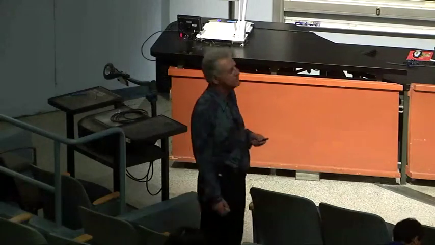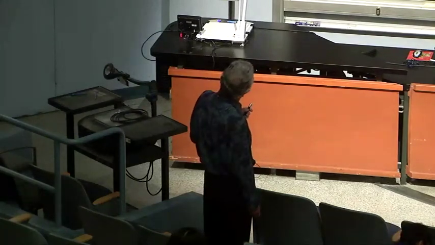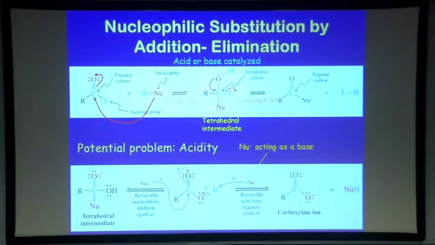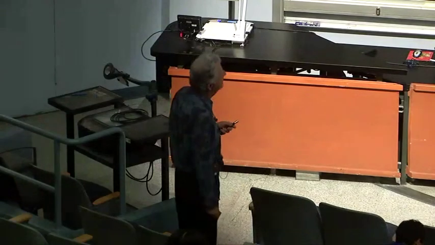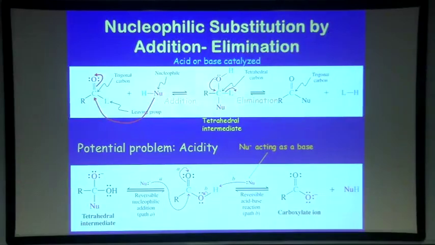This intermediate, because you're starting with sp2, you go sp3, and you go back to sp2, is often colloquially called the tetrahedral intermediate. So if you wanted to do this with L equals hydroxide, as here, one problem is, of course, the nucleophile can act as a base, or the complementary view is the carboxylic acid is acidic, and it can protonate nucleophiles, particularly if they're negatively charged, but anything bearing electron pairs potentially can be protonated. So if the nucleophile is a base, such as an amine, then it will protonate and make the carboxylate salt.